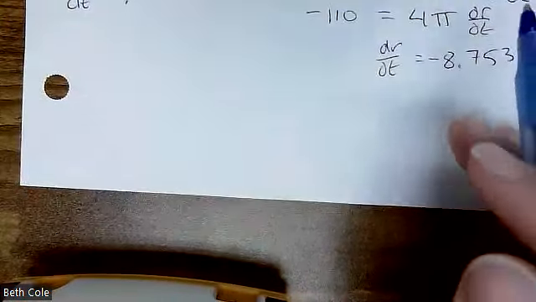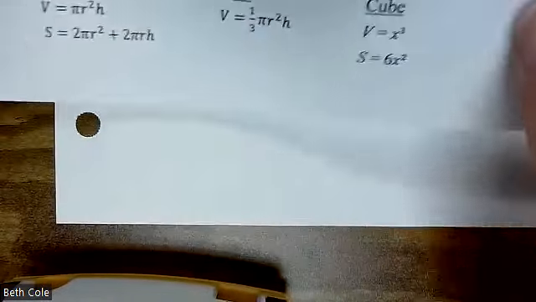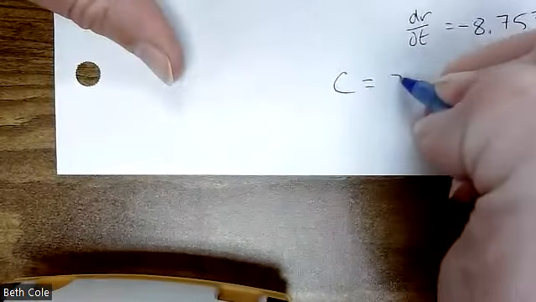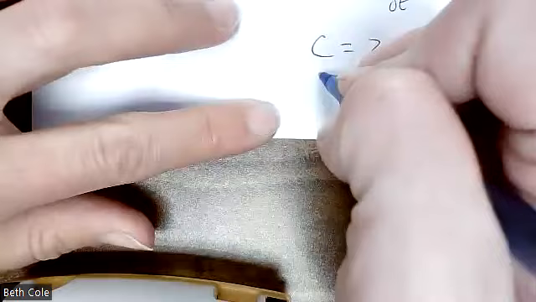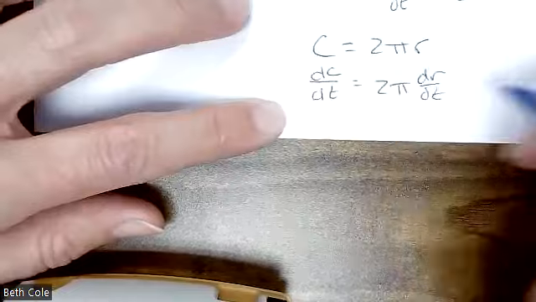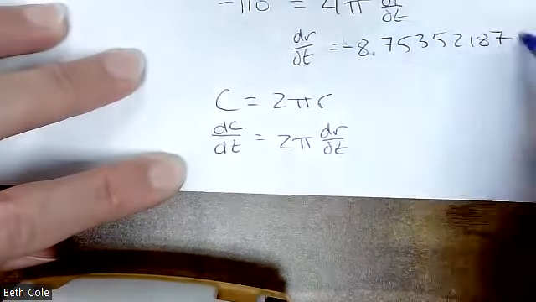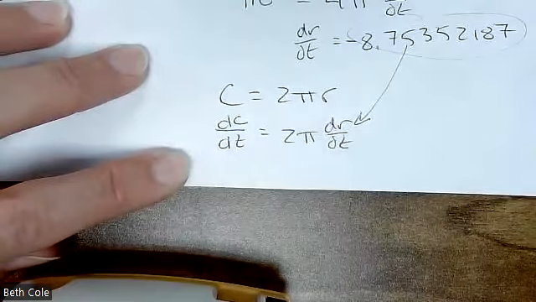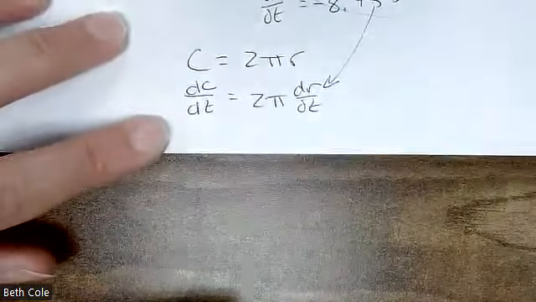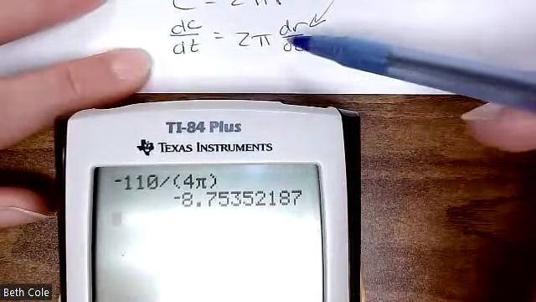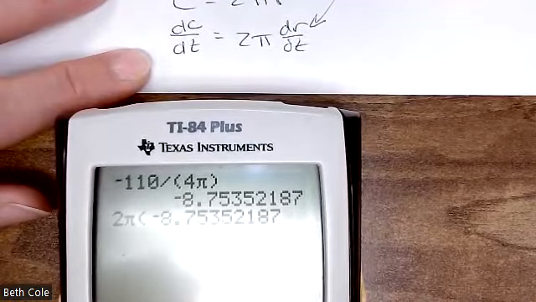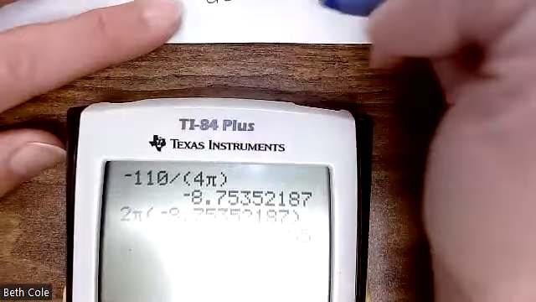So now I need to do circumference because we're looking for the rate of change of circumference. So if you look at circumference for a circle is 2 pi r. And so I'm going to do the derivative of that. dc dt equals 2 pi dr dt. And so this number is going to get plugged in for dr dt. So basically, we did this first problem to find dr dt, and then you're going to plug that in down here. So my answer is going to be 2 pi times this number. And so that, it came out to negative 55.